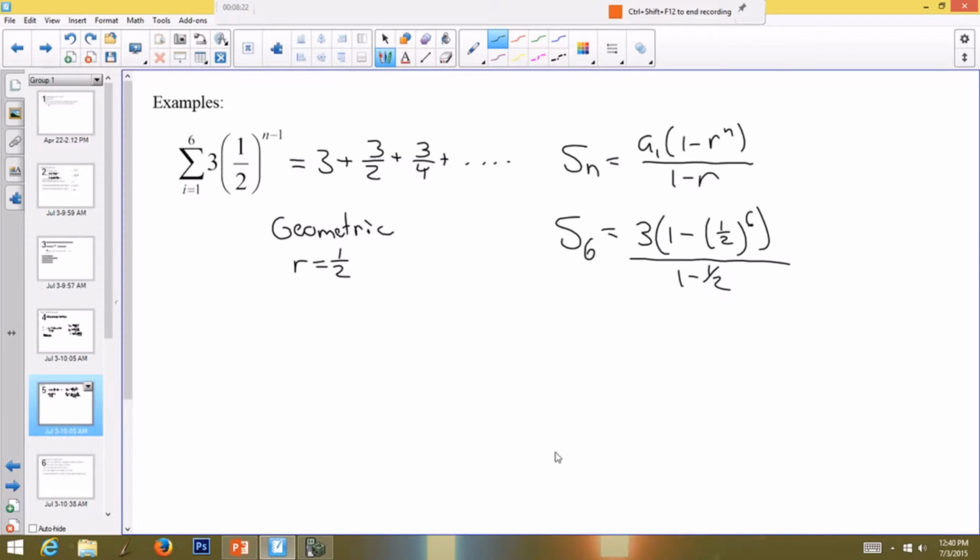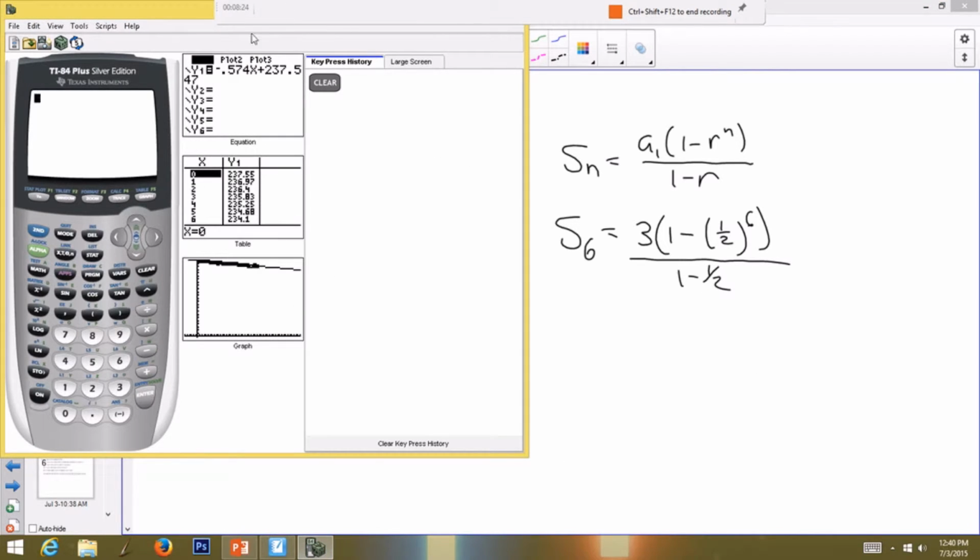And now we're going to go to our graphing calculator and we're going to type this in. So let's see here, parenthesis for the top to start, 3, parenthesis again, 1 minus parenthesis because we're going to put in a fraction, 1 divided by 2. Going to close that first set of parentheses. We're going to raise that to the 6th power. We're going to close that second set of parentheses, and then we're going to close the top.